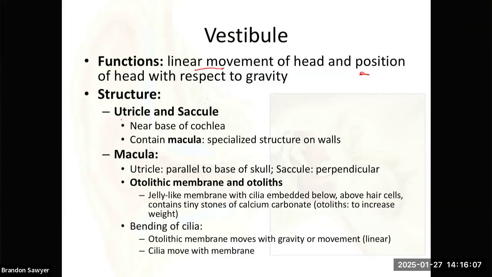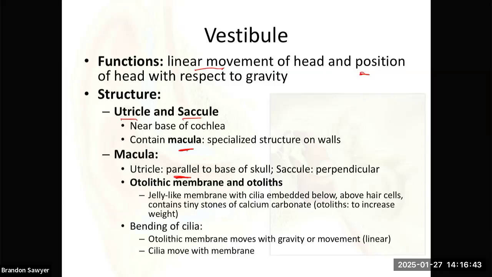We have what are called the utricle and the saccule. The utricle and the saccule both contain something called a macula. The macula is the part where the hair cells are, just how the organ of Corti was the part where the hair cells are in the cochlea. In the vestibule, they're called macula, and there's two different ones. The reason there's two is because the utricle is parallel to the base of our skull, meaning it sits like this when we're upright, and the saccule is perpendicular to the base of our skull when our head is upright.